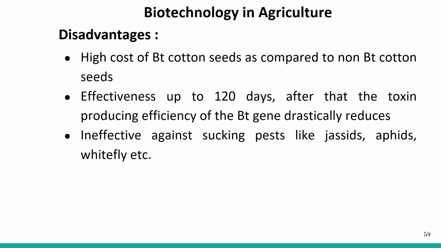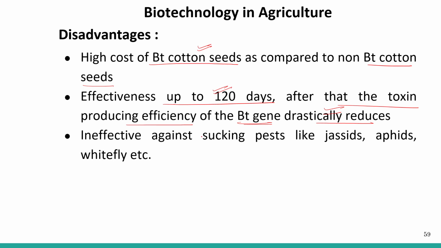Now there are some disadvantages. High cost of BT cotton seeds. The seeds of the BT cotton are quite high cost as compared to the non-BT cotton seeds. Effectiveness up to 120 days. After that, the toxin producing efficiency of the BT gene drastically reduces. So it is effective up to 120 days, and after that the effect of this gene gets reduced.